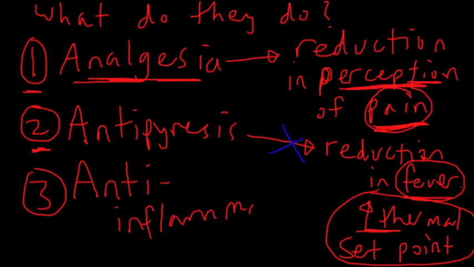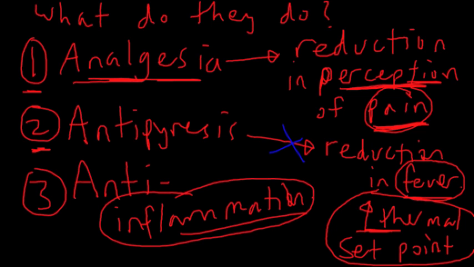And the final thing is sort of self-explanatory in the name, anti-inflammation. And that refers to overall, for example, if I sprain my ankle, there would be a reduction in the inflammation that I would observe from that sprain.